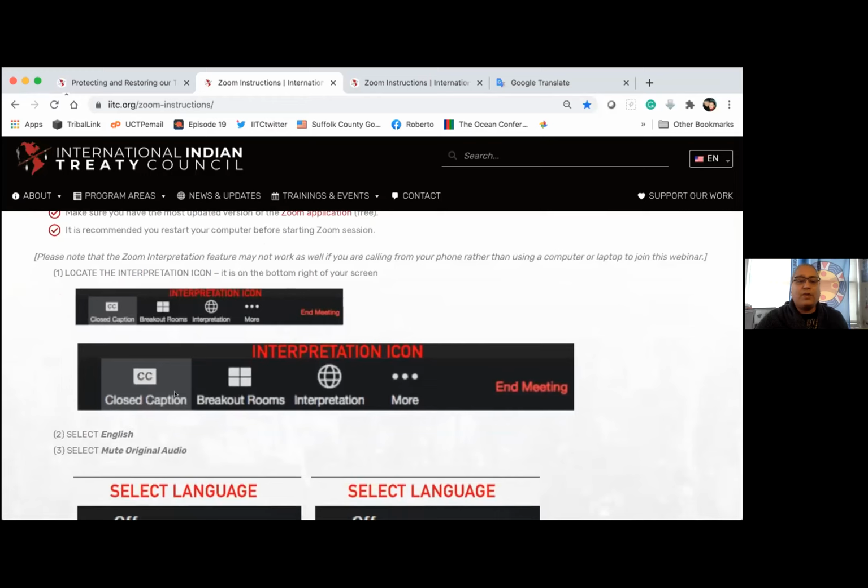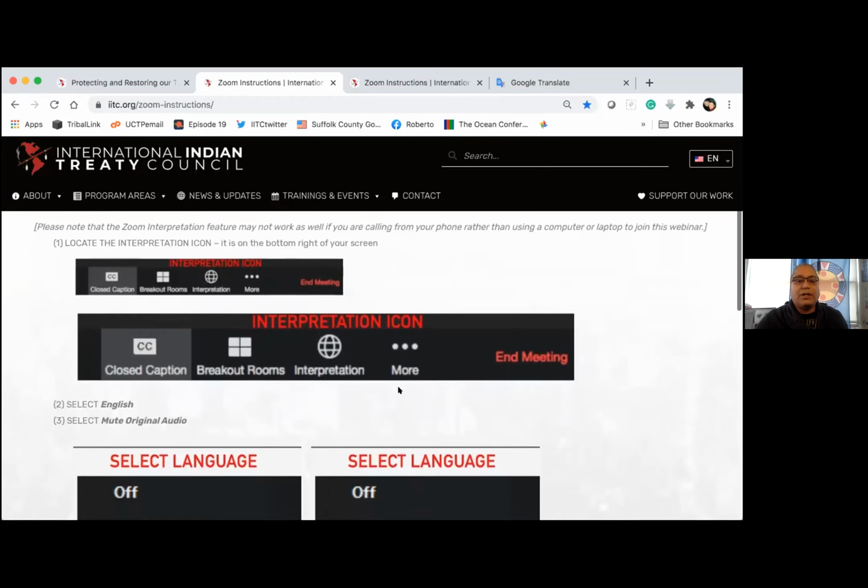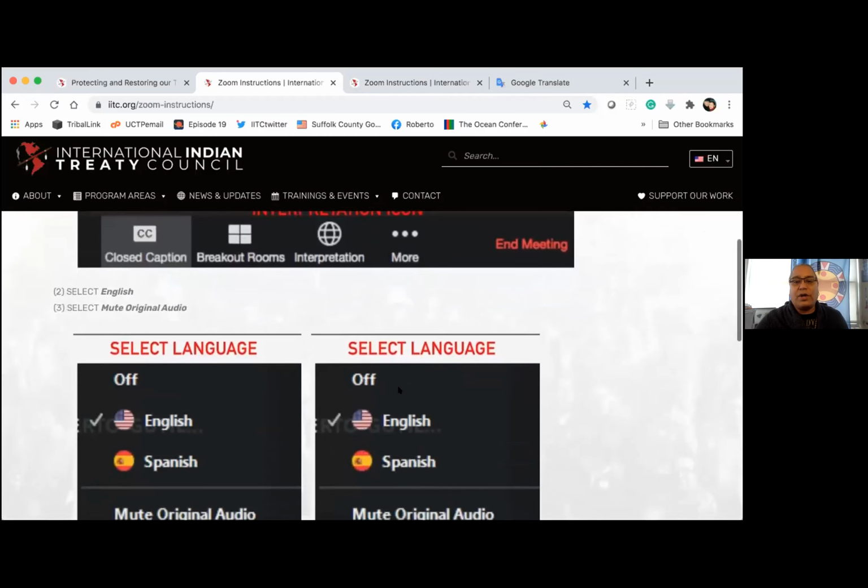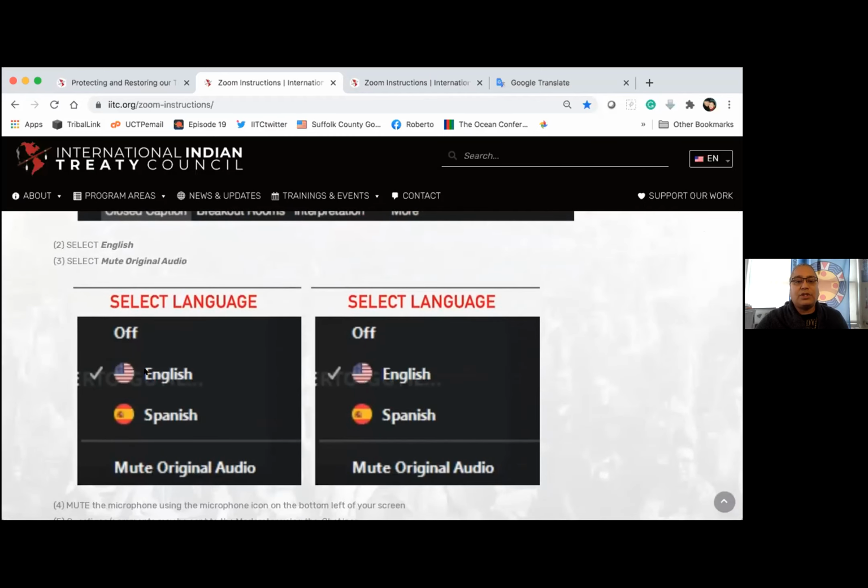Once you click on that, you want to select English and then mute original audio. The instructions are also in the chat in case you don't get all this, but it's really important that you mute the original audio. You'll see here the image, select English and then mute original audio. That's important because if you don't, you'll get both languages, the interpretation and the speaker, at the same time.